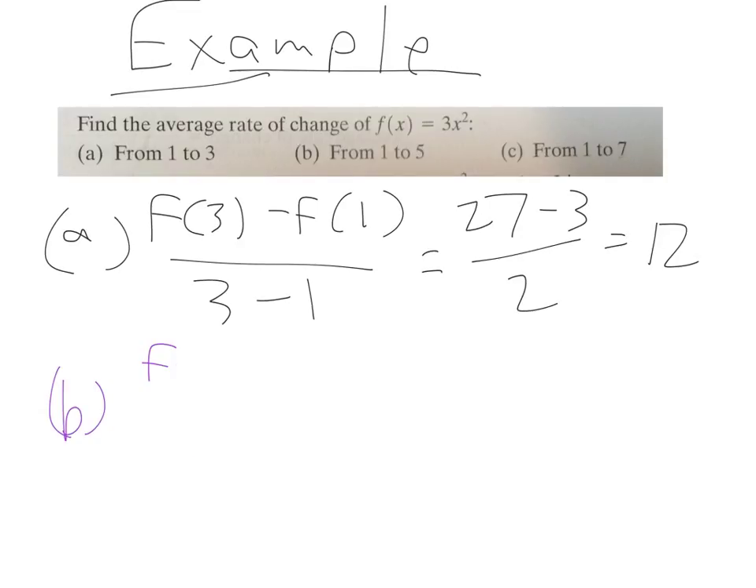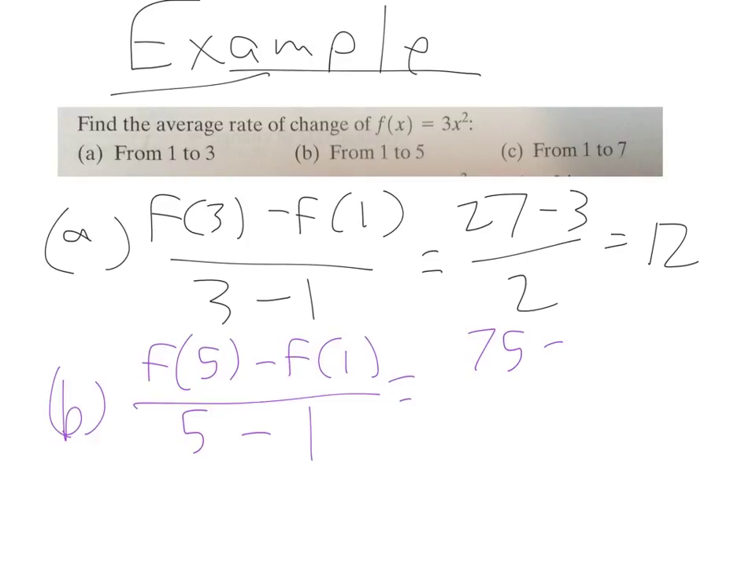Part B would be f of 5 minus f of 1 all over 5 minus 1. If you plug in 5 into x, that'd be 5 squared, which is 25, times 3, which would be 75, minus f of 1, which we said was 3, and then 5 minus 1. So that's 75 minus 3 is 72, 5 minus 1 is 4, 72 divided by 4 is 18.